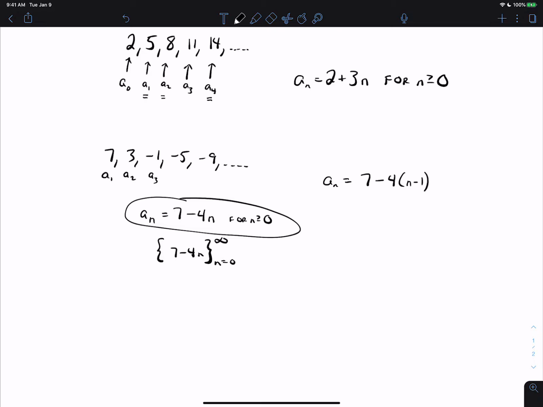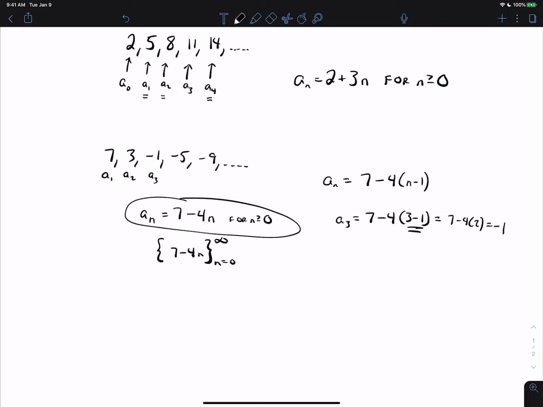And again, we can check this by looking at like A3. A3 is 7 minus 4 times 3 minus 1. The 3 minus 1 here obviously is 2, but that indicates that you should add the -4 twice in order to get to the -1 that is the third term. And so this is, again, 7 minus 4 times 2, which is then 7 minus 8, so -1. So this does work. Again, it's important to check that it works, but that's the rationale there.